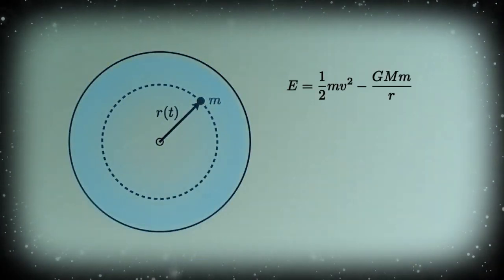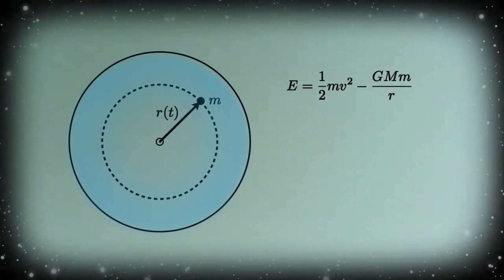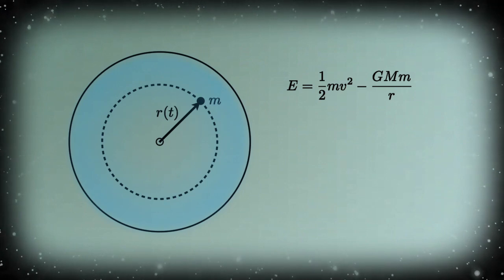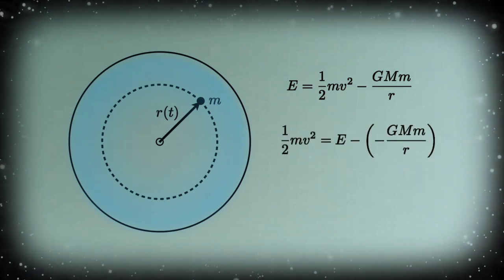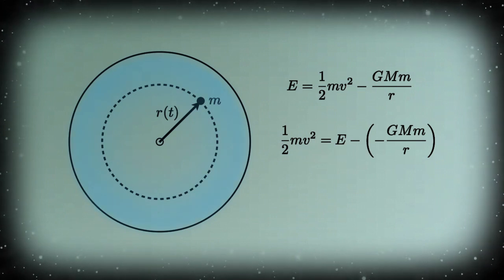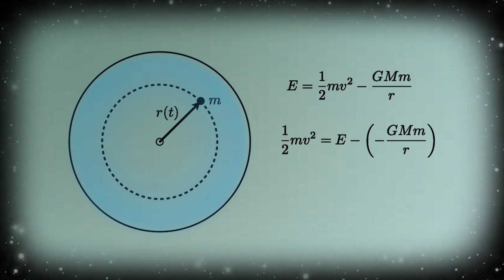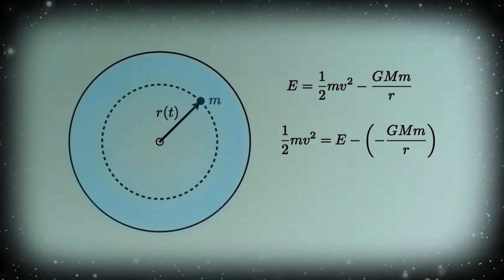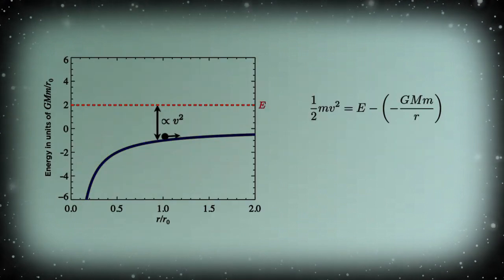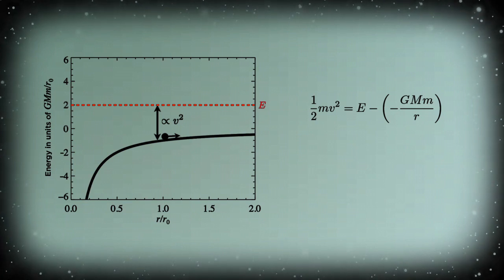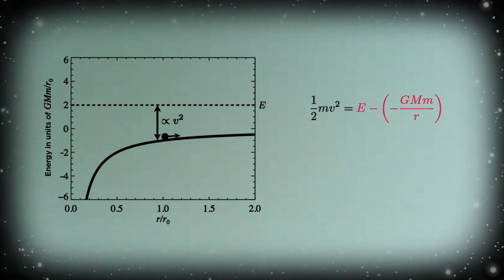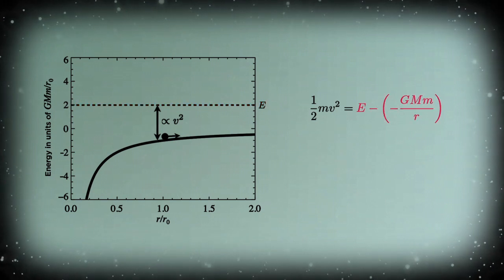We start by writing the total energy of the galaxy, E equals 1/2 m v squared minus G M m over r. We rearrange that to write the kinetic energy as the difference between the total energy and the potential energy. Before, we had another term, L squared over 2 m r squared, but in this case, L equals 0. Then we sketch the potential energy as a function of r, and we make a horizontal line at the level E. The square of the speed at any location is proportional to the difference between the two lines, E minus the potential energy.